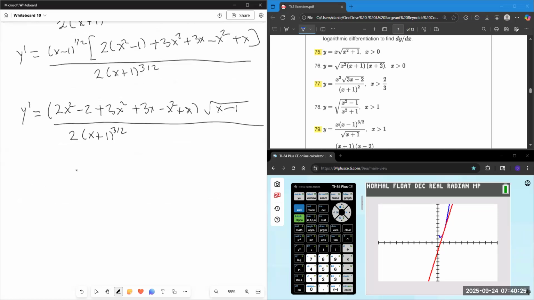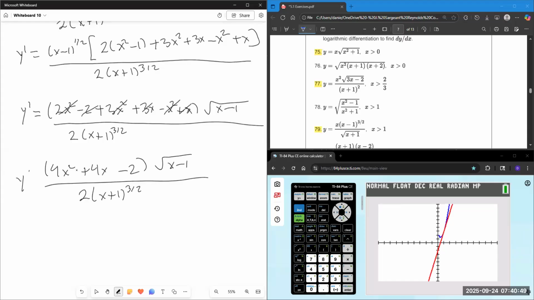And 2 and 3 is 5, minus 1 is 4. 3 and 1 is 4, and minus 2. So I have a common factor of 2 in that quadratic on the inside that I'm going to pull out because it will cancel out with the 2 in the denominator.